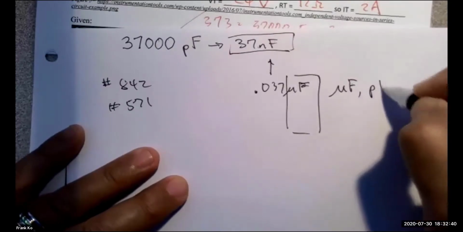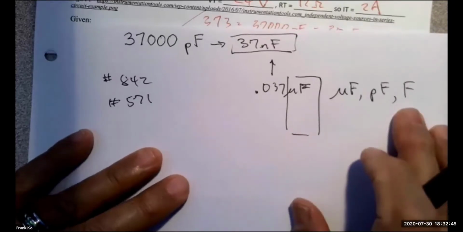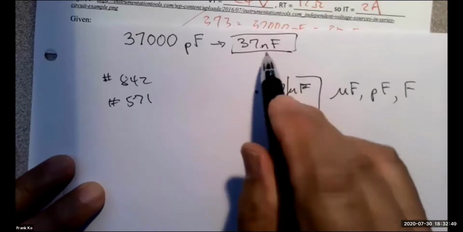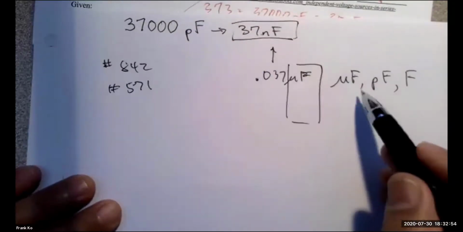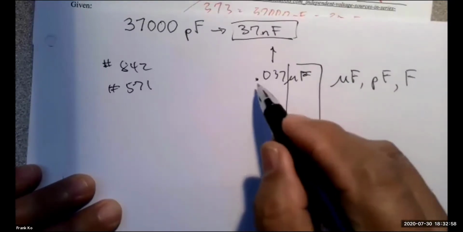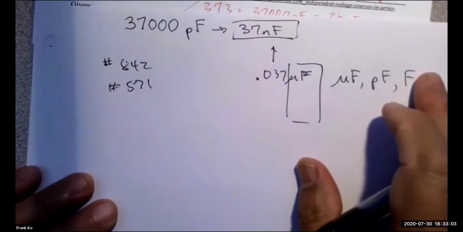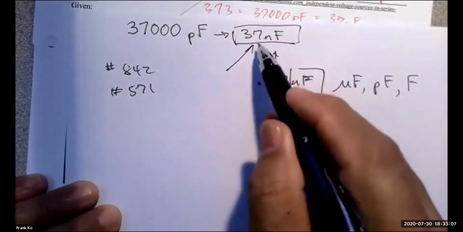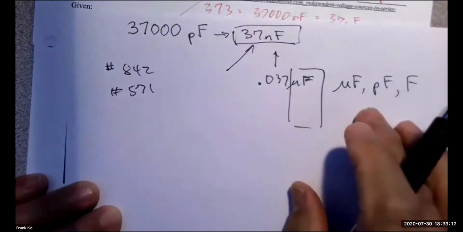Microfarads, picofarads, or farads. Those are the standardized units in which capacitors are specified. Since nanofarad is not a standardized unit, we have to go to one of these, and the closest one that will be used is 0.037 micro. But that is a fine distinction we'll save for other electronics classes. I'm just very happy if we can get to this, because this 37 nano is a very workable number that will help us solve everything else.